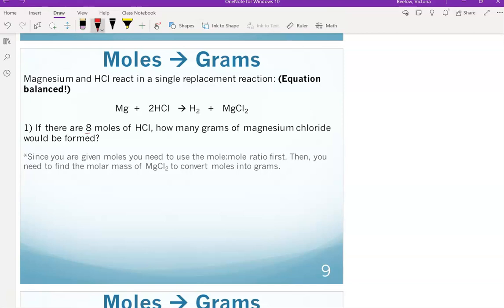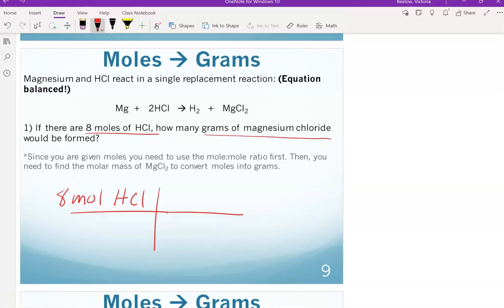So the question is, if there are 8 moles of HCl, so that's what I'm given, that's what I'm going to start my picket fence with. Again, make sure that you're writing moles and of what substance. And then the question is, how many grams of magnesium chloride? This is magnesium chloride, magnesium and then chloride, so MgCl2, would be formed. So again, if you ever have moles, whether you're starting with moles or you get to that point in your picket fence, once you have moles, you must use the balanced chemical equation.